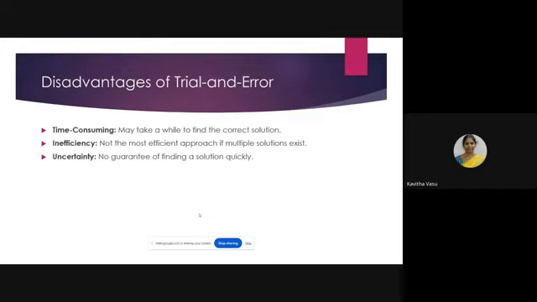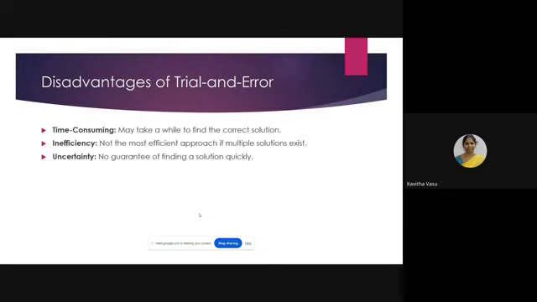Then this method also has disadvantages: it is time consuming, inefficient and uncertain. Time consuming means it takes time. The process may take a significant amount of time to find the correct solution. This could be due to the complexity of the problem, the number of potential solutions, or the trial and error nature of the approach. Whether it will work or not, we don't know. We are just trying. We don't know whether we will get a solution or not.